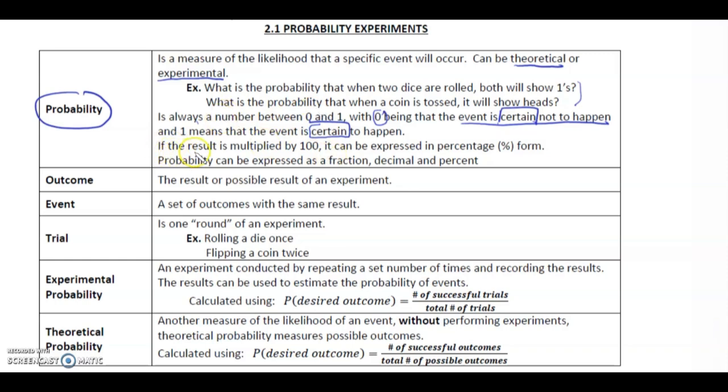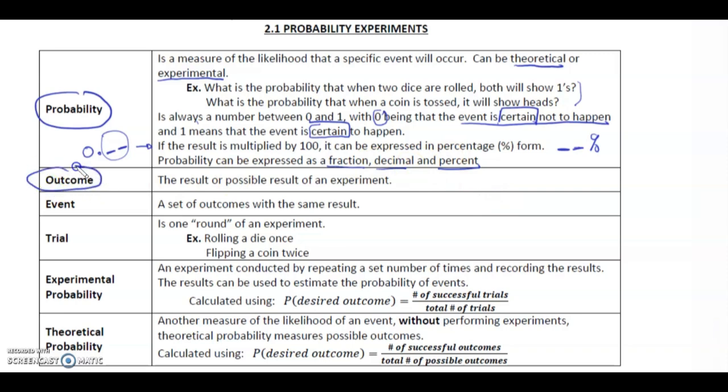Okay, and if the result is multiplied by 100, because what this is going to be presented as is 0 decimal and usually 2 digits, what we can do is those 2 digits, when multiplied by 100, that is going to give us a percent. So it's going to be those 2 digits and then a percent sign. Okay, but probability can be expressed as a fraction, a decimal, and a percent. Okay, they're interchangeable.